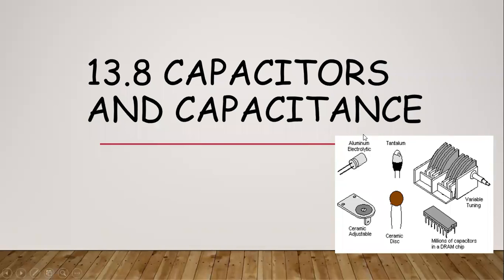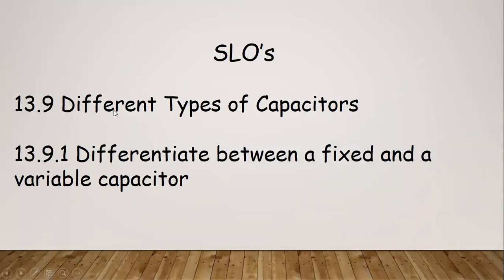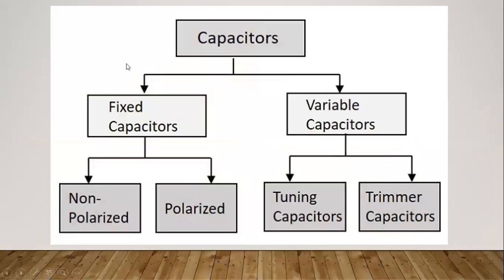Assalamu alaikum. Today in our lesson on electrostatics, we are going to do capacitors, different types of capacitors, different types of fixed and variable capacitors. The different SLOs are different types of capacitors. Differentiate between a fixed and a variable capacitor.